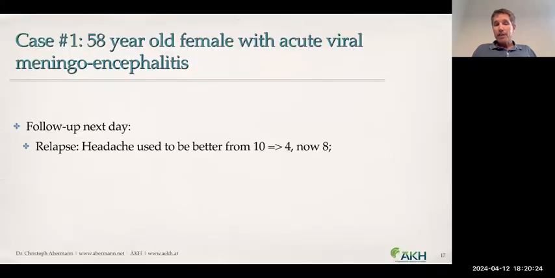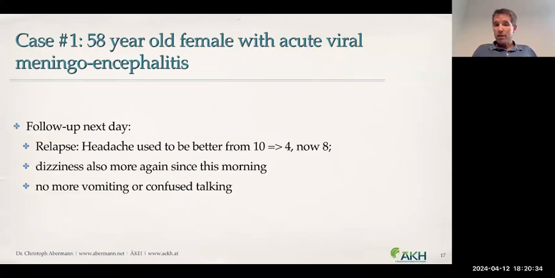Next day, she had a relapse. Headache used to be better 60%. It's now again an 8, so it got worse, quite much worse. The dizziness also more since this morning. No more vomiting, no more confused talking. So at that moment, the conium M that I had sent by mail had not arrived. So she tried to get a higher conium in the city she lives, and that was conium 200D, D meaning decimal, not Dunham.